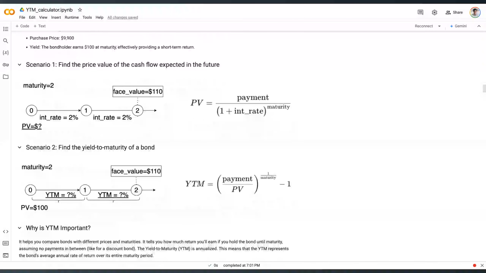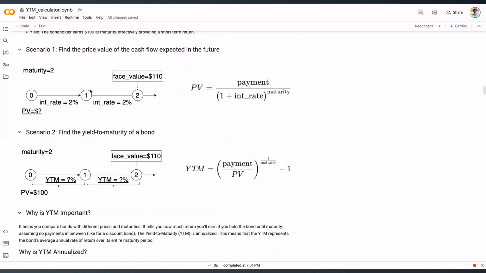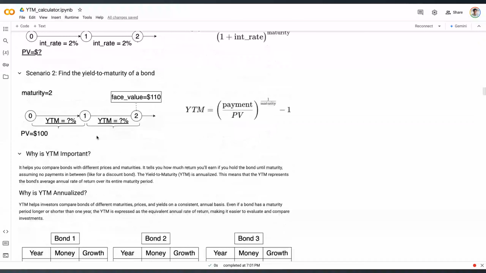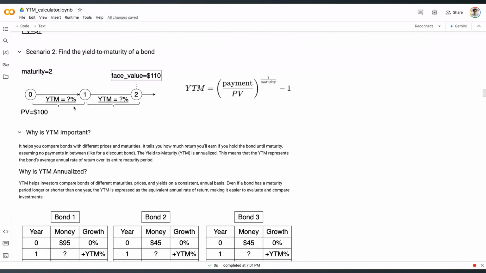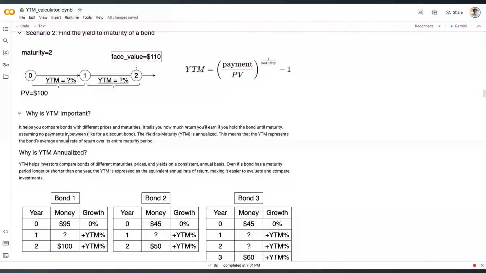All right, two scenarios. In the first scenario, we need to find the present value, and that requires the exact same process as the formula for discounting. We've covered that. And in the second scenario, you need to find the yield to maturity. You have the present value, you have the face value, and you have the maturity of 2 years, and you need to understand what the yield to maturity value is.